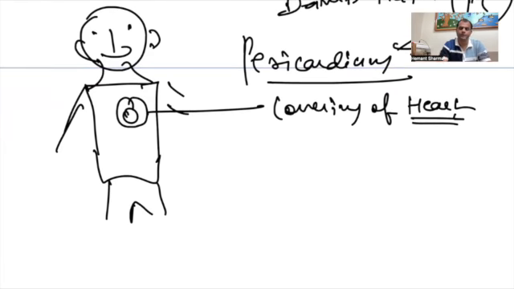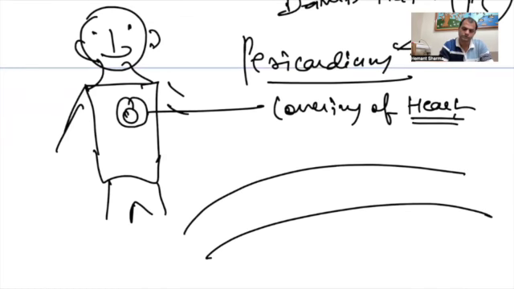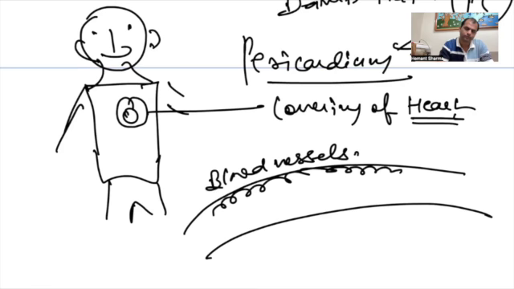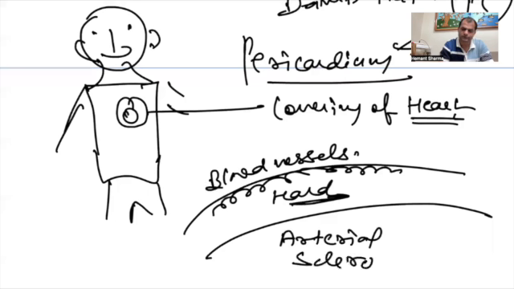If there is damp heat in the pericardium, so these are the blood vessels, right? The wall of the blood vessel will become hard. This condition is called arterial sclerosis. Sclerosis. I will explain once again. Arterial sclerosis.